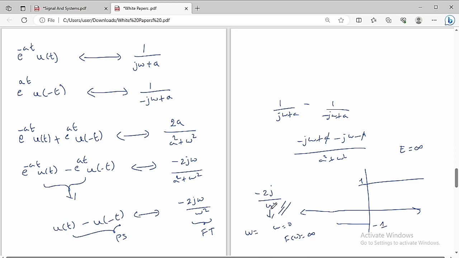This is minus 2j by omega. If you substitute omega equal to 0, this tends to infinity. That is the reason this is called a limited defined Fourier transform, because it is not defined for each and every value of omega.